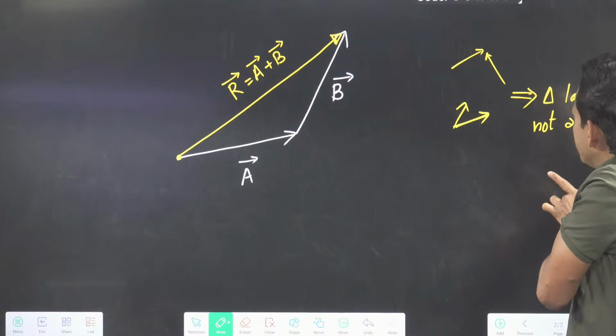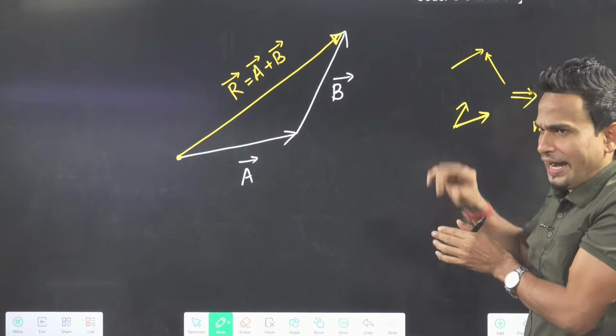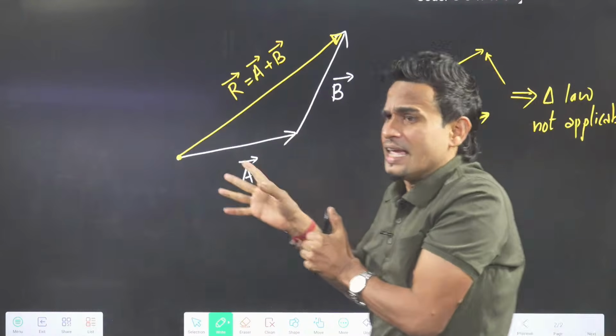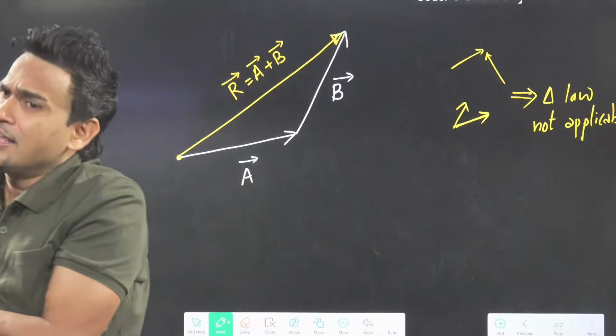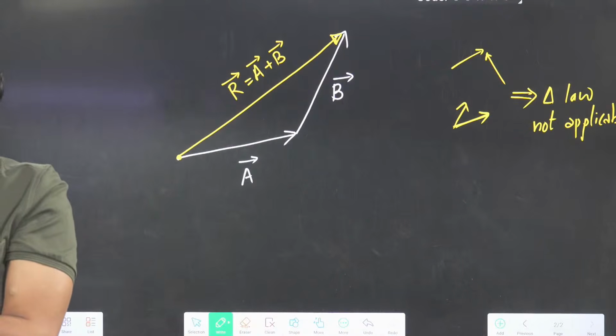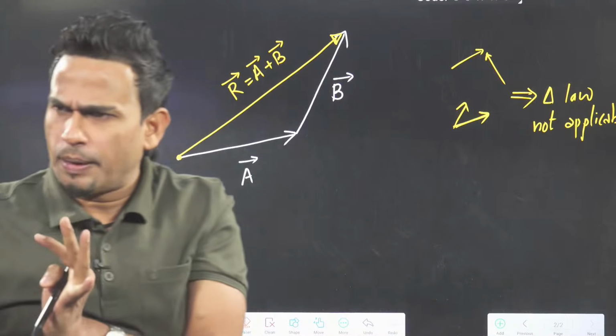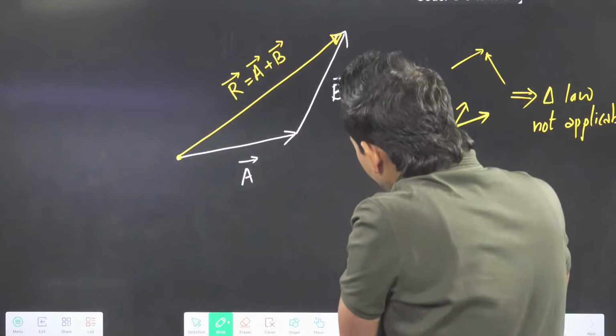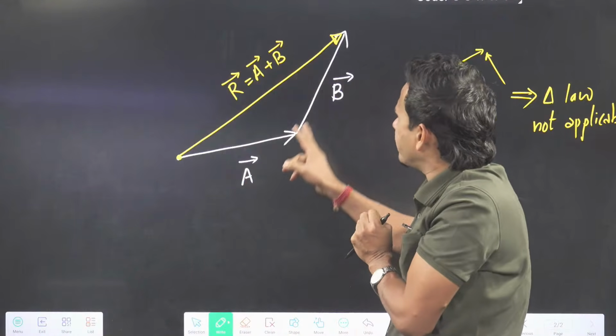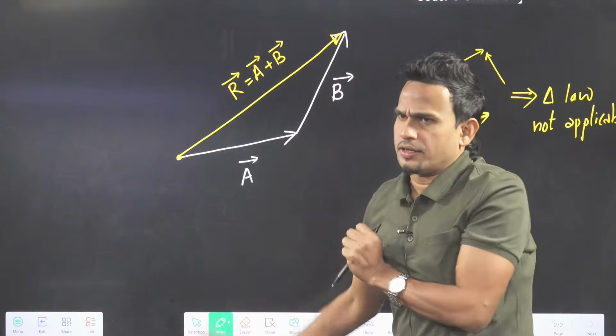So triangle law itself starts with one condition. Head of first vector must lie at the tail of second vector. Then only you can apply triangle law. And resultant will be from tail of first vector to head of second vector.